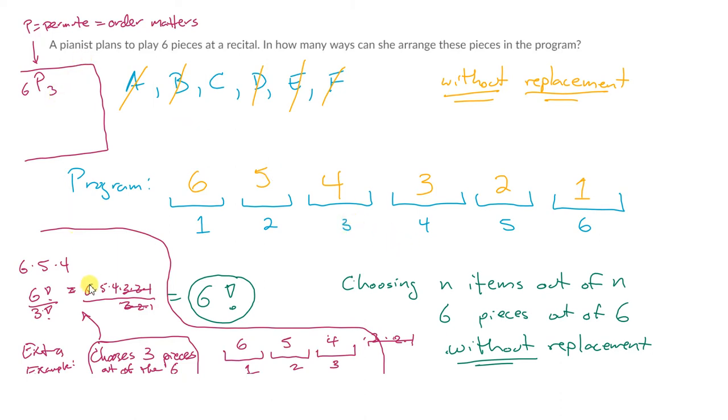If we were choosing 3 of the 6, it's a permutation, 6 things chosen 3 at a time. And so what would be the formula for that? That would be 6 factorial over 6 minus 3 factorial, which is what we have here. That's 6 factorial over 3 factorial.